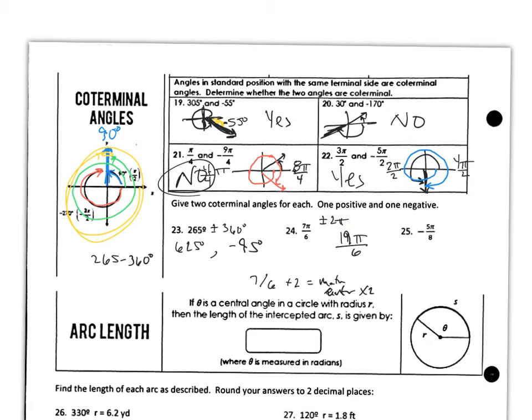So then you would do the same thing. You would go 7 over 6 minus 2 and make it give you back a fraction. So this would be negative 5 pi over 6. You take care of the pi yourself.